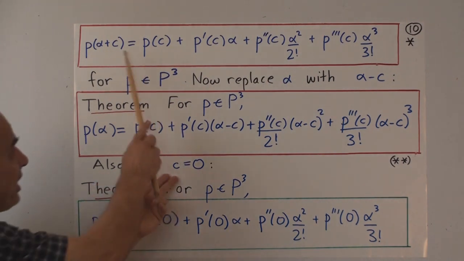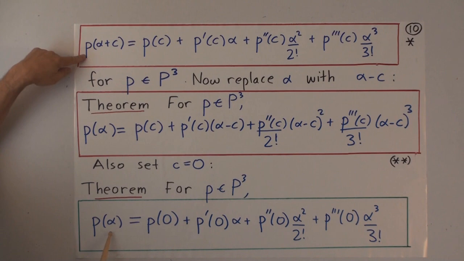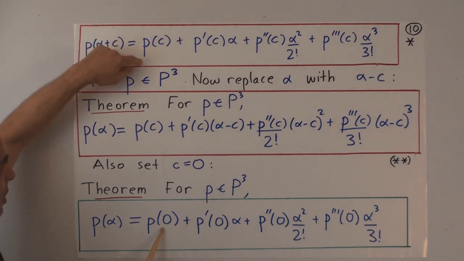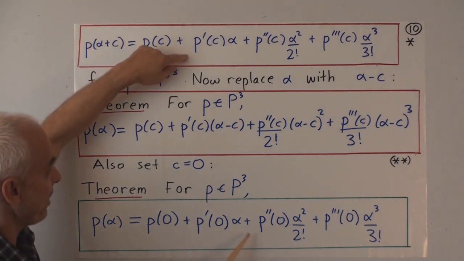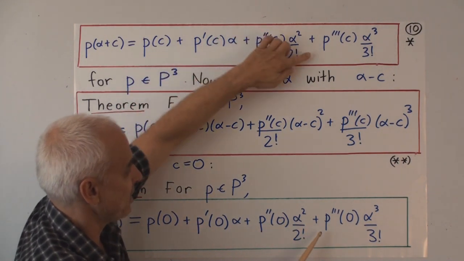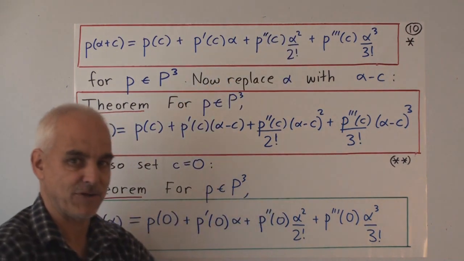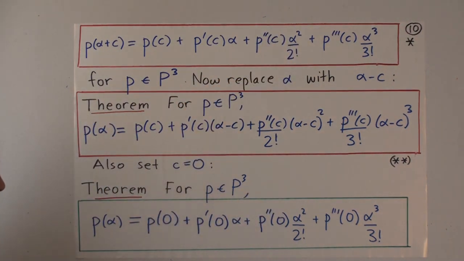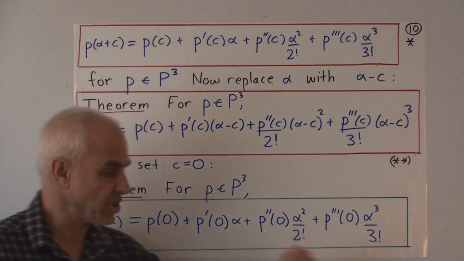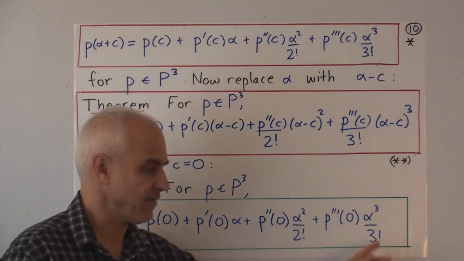Another consequence is in here, set c equal to 0, a very special case. Then we get p of alpha equals p of 0 plus p prime of 0 alpha plus p double prime of 0 alpha squared over 2 factorial plus p triple prime of 0 times alpha cubed over 3 factorial. This is an interesting little expression. Here's the polynomial that we started with. Here it is expressed in powers of alpha.